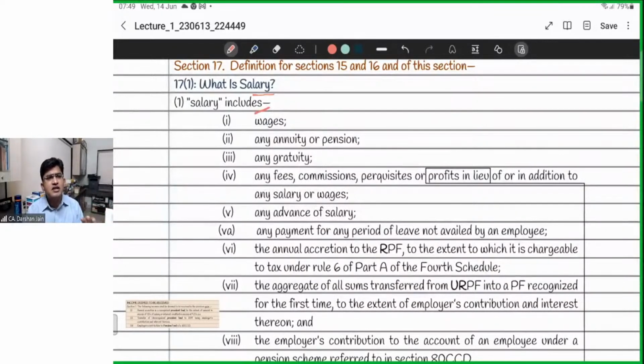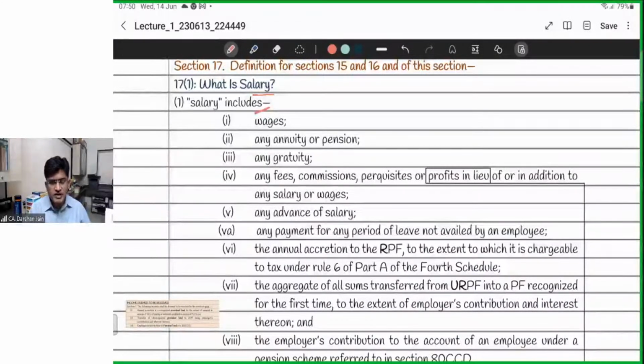Can you tell me what is the difference between wage and salary?